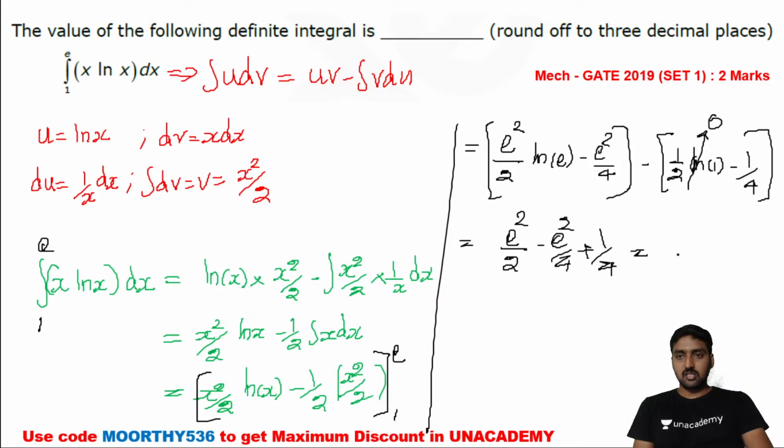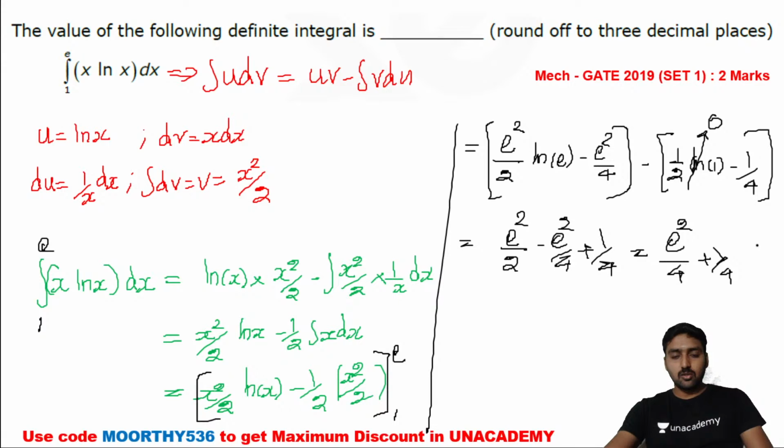While doing the simplification, what we are getting here is e squared divided by 4 plus 1 divided by 4. And what will be the value of e squared by 4 plus 1 by 4? So we need to do the simplification, right?